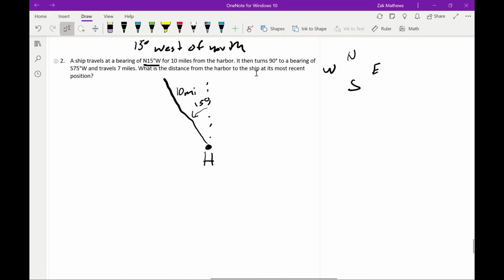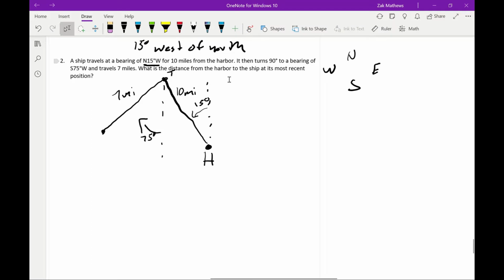Now, from here, what does the boat do? It turns 90 degrees. So that 90 degrees could go directly out this way, or it could go directly out this way. We're not sure yet. To a bearing of south 75 degrees west. So at this point right here, which is our turning point, I'll call it T, from south, we'd bend 75 degrees to the west. So that tells us we had that indecision of whether it's going to go over here or over here. Went to the left because we can see that 75 degrees is over here. And we know that this length here is 7 miles.